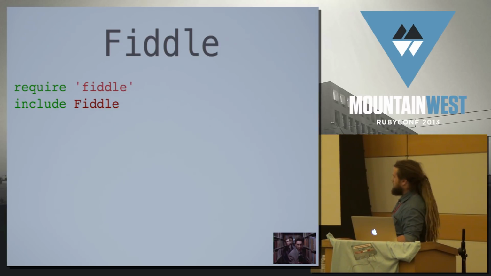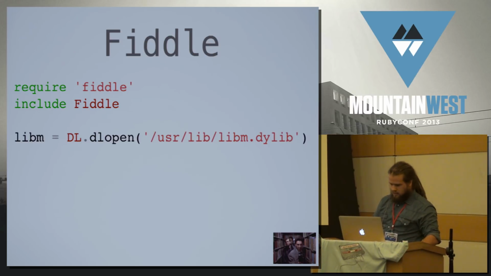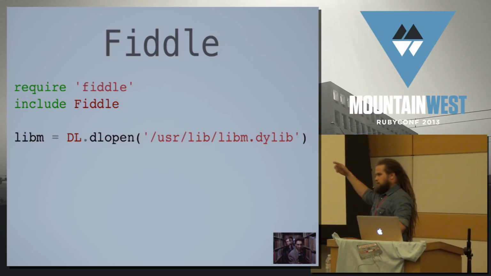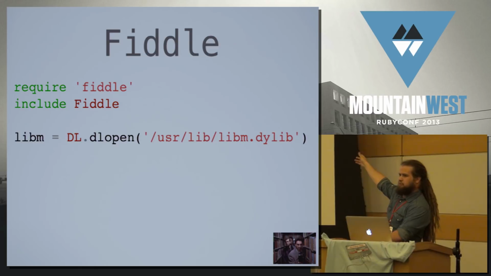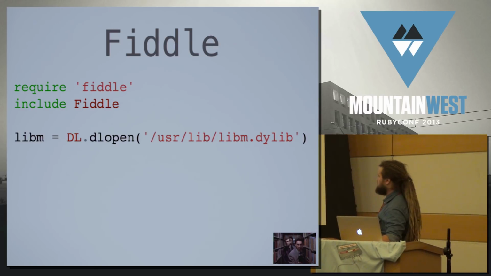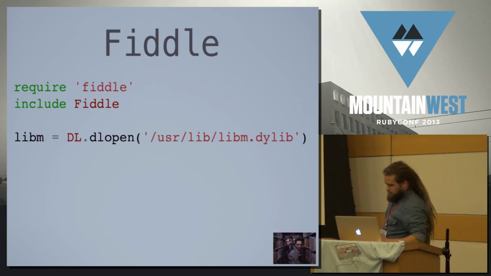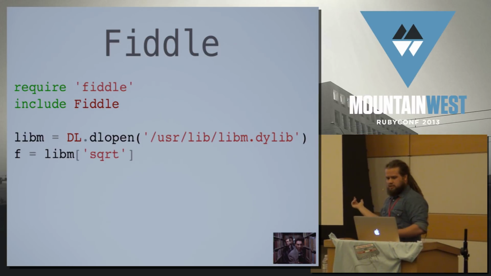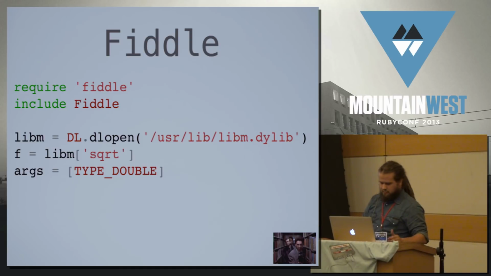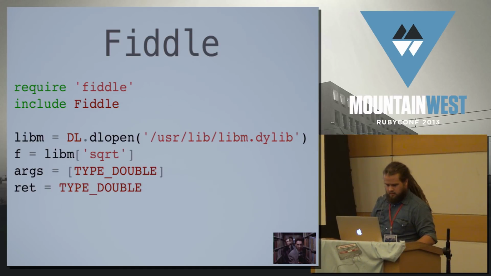We can require Fiddle, and I'm just going to include Fiddle so I can make the code shorter and make the font bigger. The DL module comes with it, so you dynamically open some library, and because I'm on a Mac, I have to do the .dylib. On Linux, you're going to do a .so file. So we get a lib, and this is just the math library. We can get a hold of the function, which is, in this case, a square root function. We set up the arguments. We tell it it's a type double, so of course that comes from the Fiddle namespace.